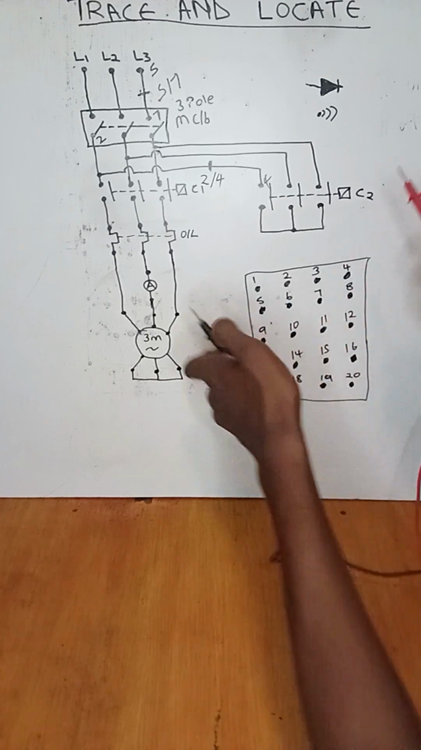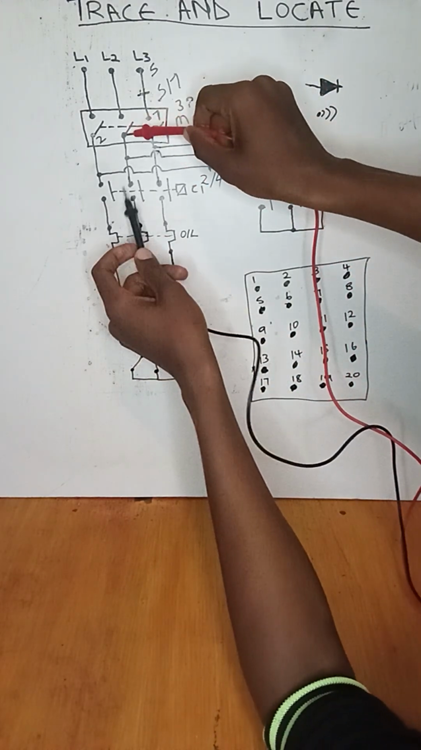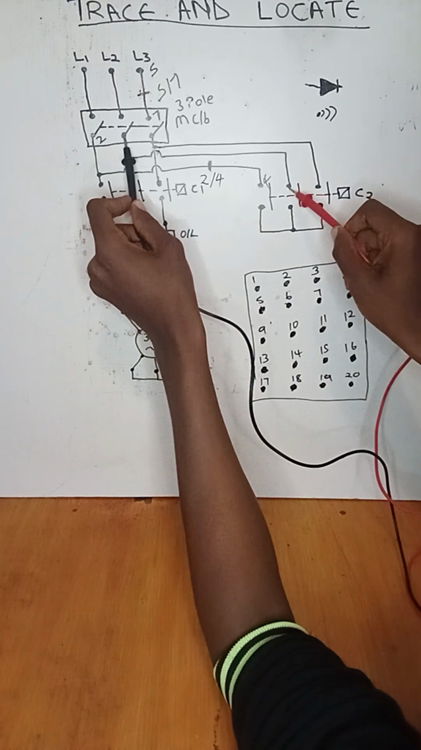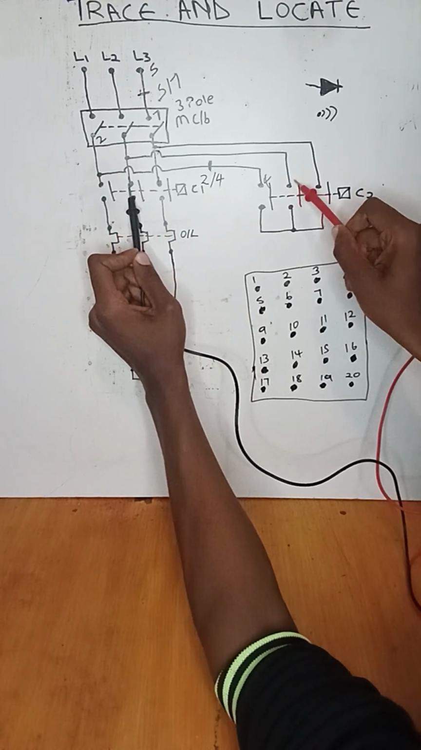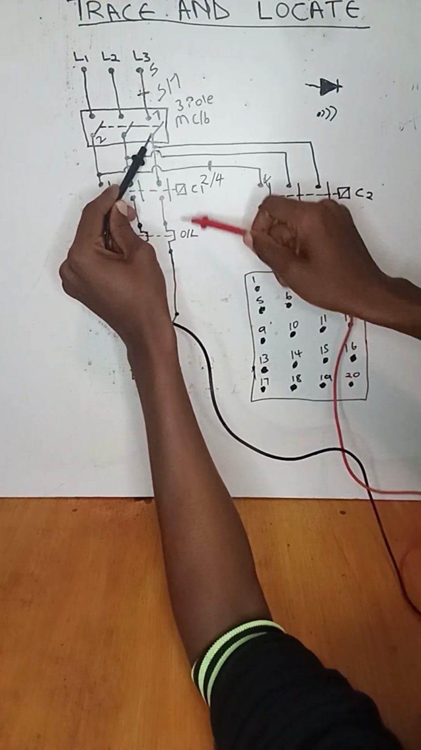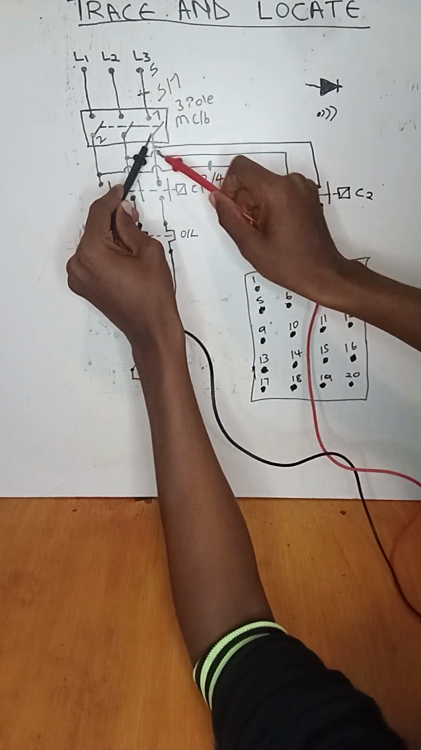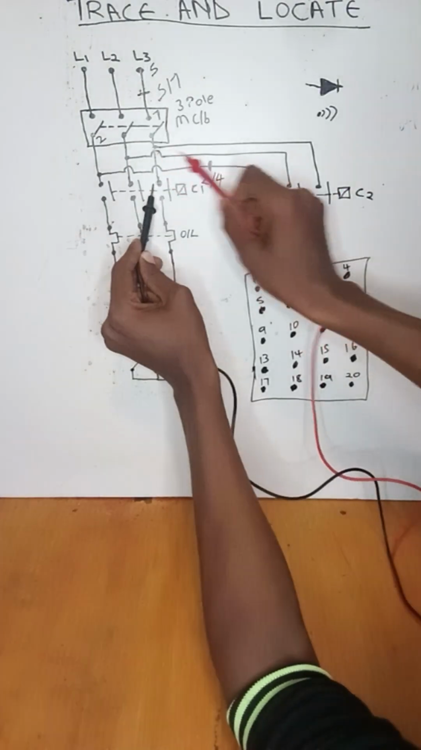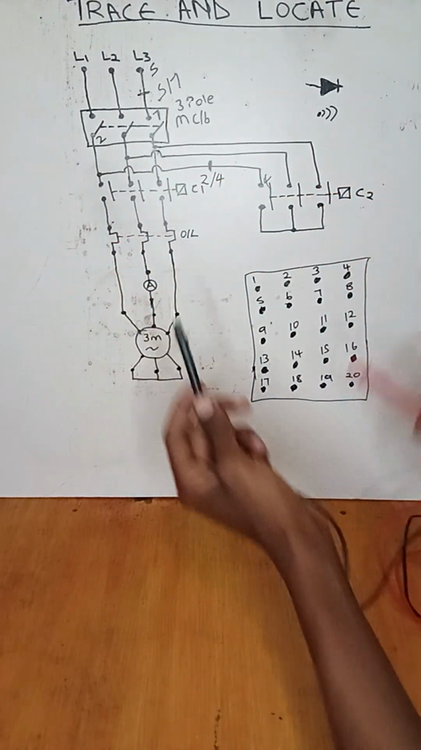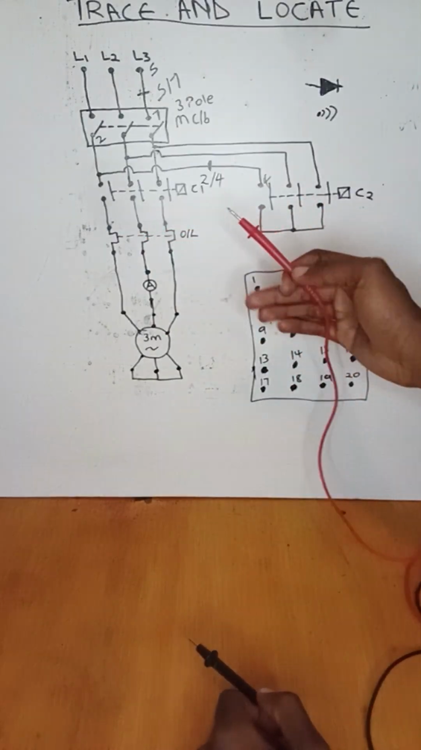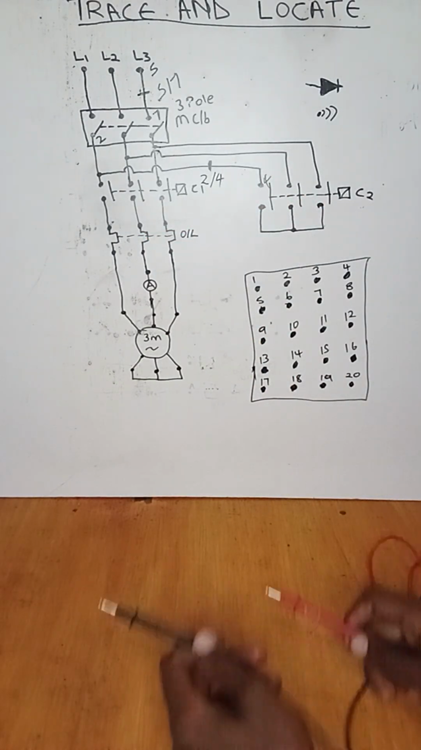Right, let's continue. We test here and here, it beeps. Test here and here, it beeps. Also here and here, it beeps. We test here and here, it beeps. We test here and here, it beeps. And also here and here, it beeps. Right, we are good. So let's test from the out points of the contactors.